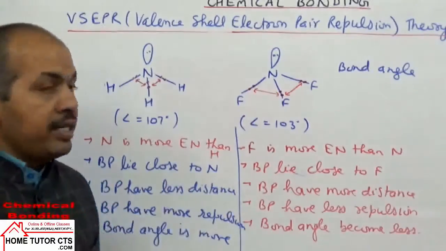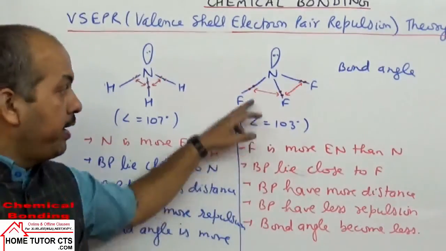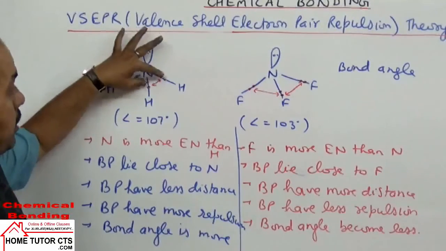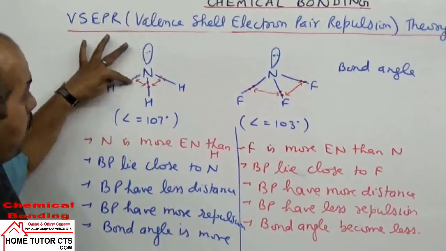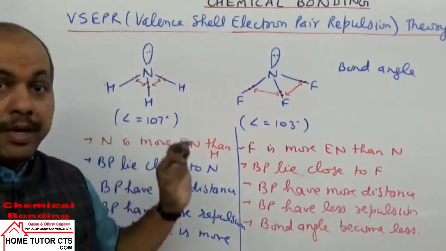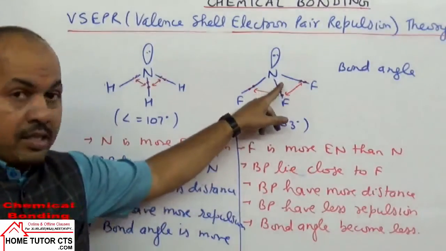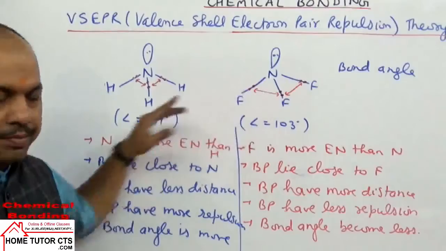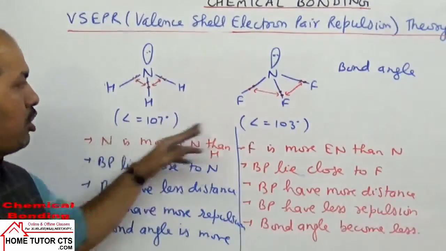When bond pairs are at more distance, they will cause less repulsion, so the angle becomes less. Here, bond pairs are close to nitrogen, so electron density is more on nitrogen, which means they will have more repulsion. When bond pairs have more repulsion as compared to this, the bond angle becomes more as compared to this. That is the reason for the values of bond angles.